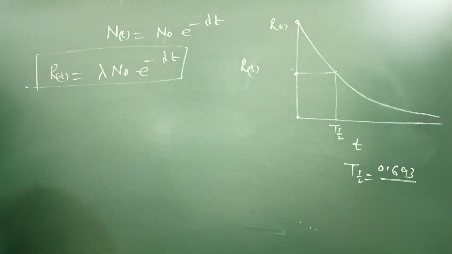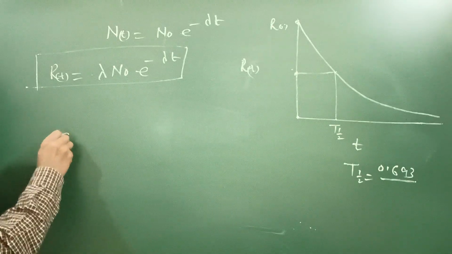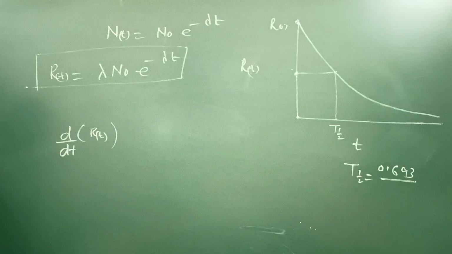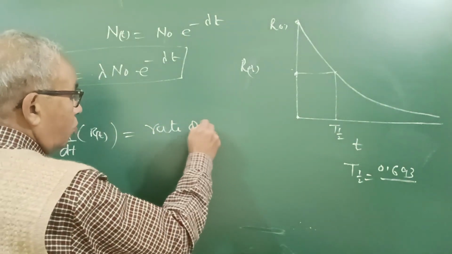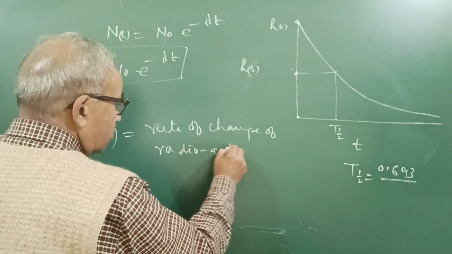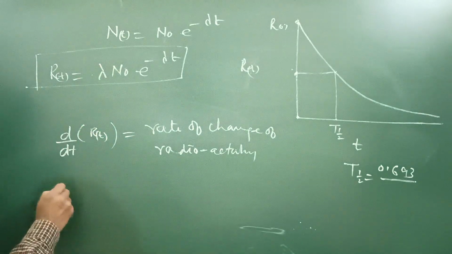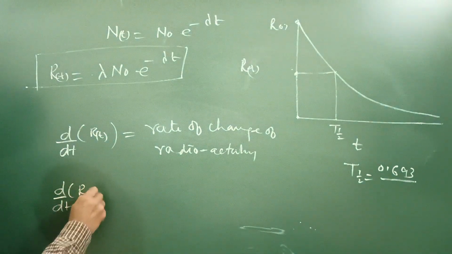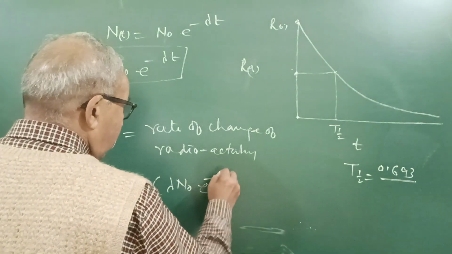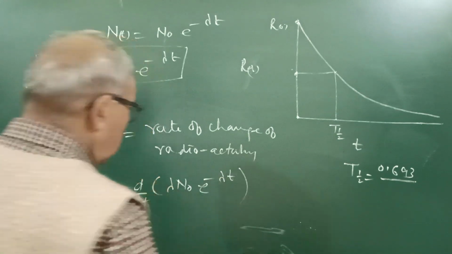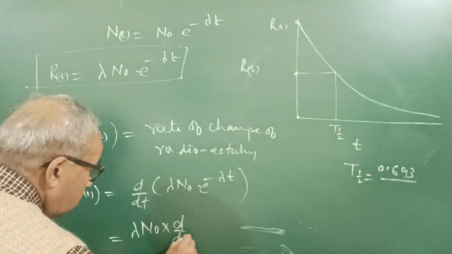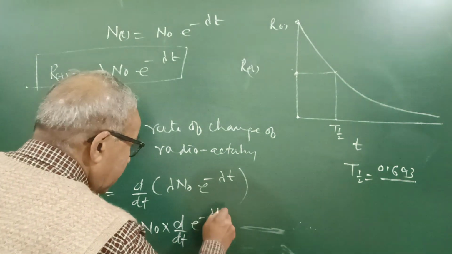So here you can write one thing more: d upon dt of R(t), what will it be? The rate of change of radioactivity. So how to obtain it here, it is d upon dt of R(t) is equal to d upon dt of lambda n0 e to the power minus lambda t. So it comes out to be lambda n0 into d upon dt of e to the power minus lambda t.